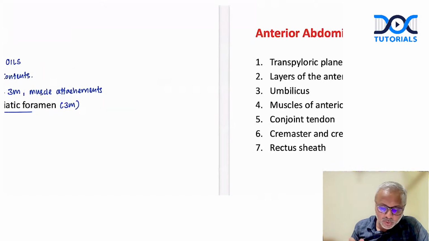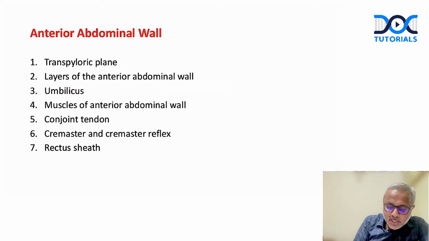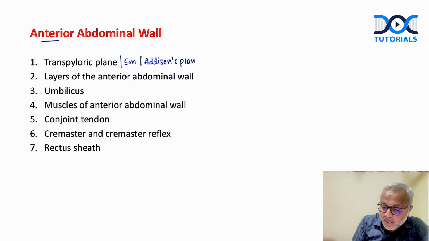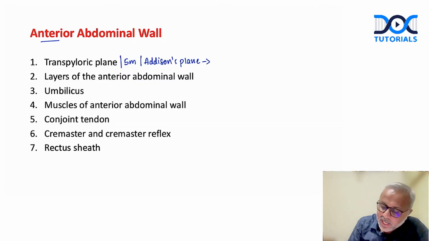Now, apart from this, what is the next chapter we have? The next chapter is the anterior abdominal wall. In the anterior abdominal wall, these are the commonly asked topics. The transpyloric plane is an important five marker. As we know, this is also called the Addison's plane.